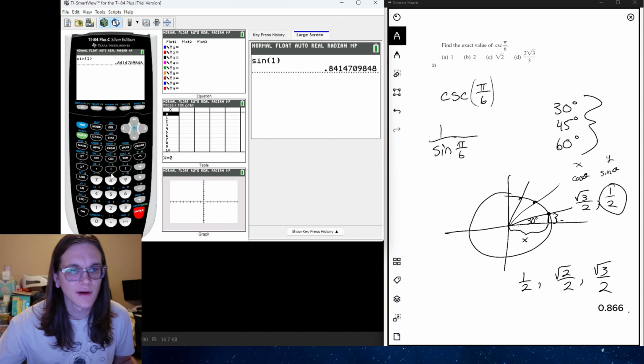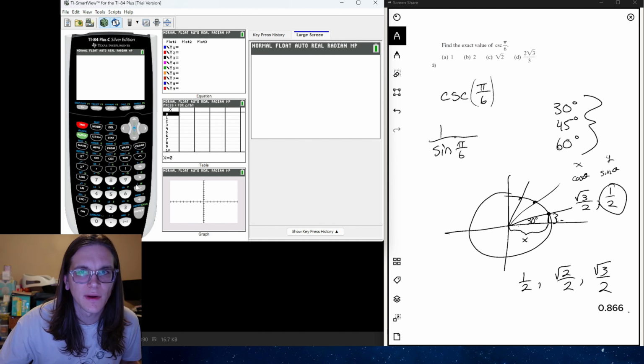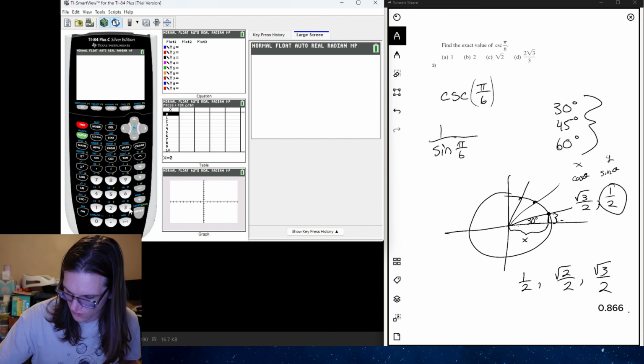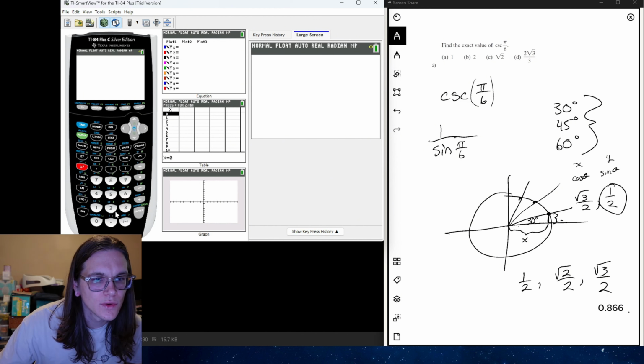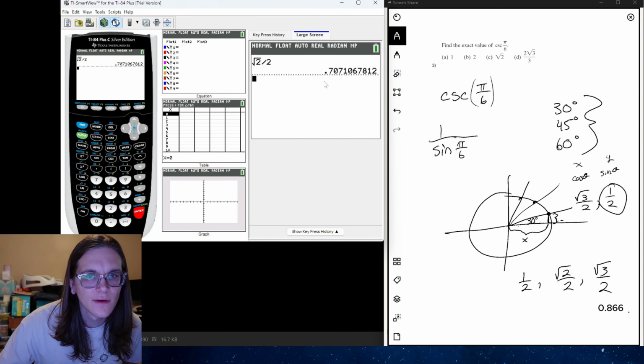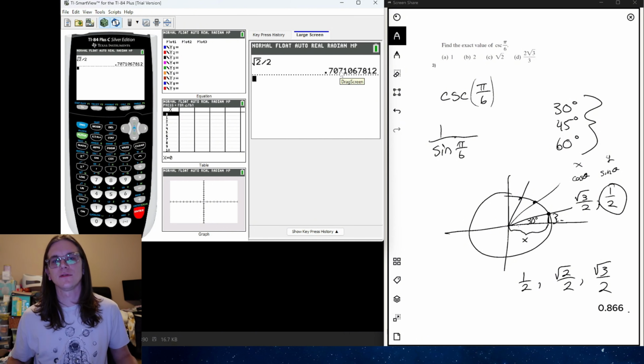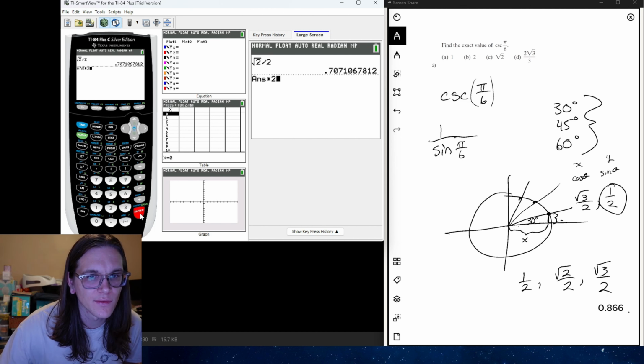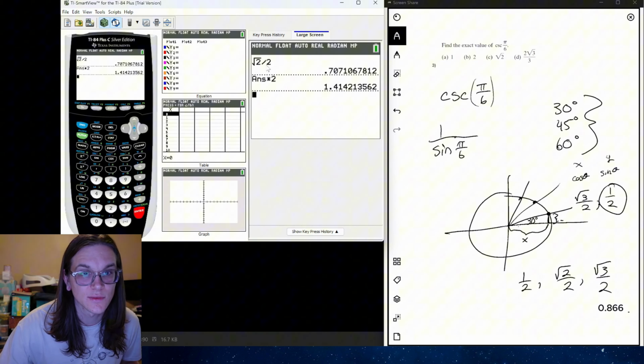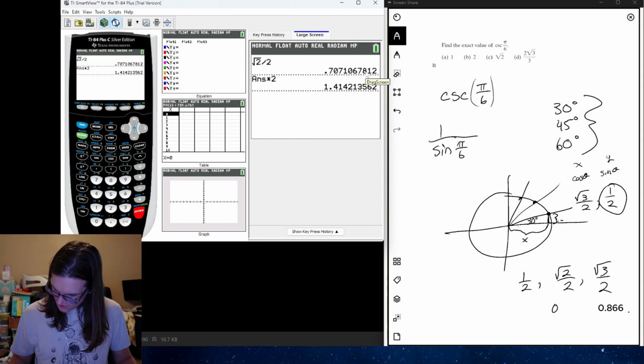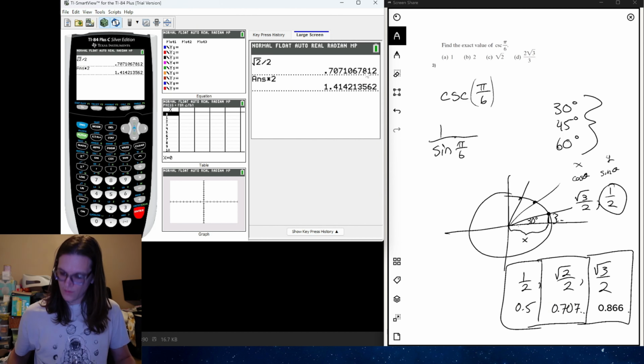I have a calculator right here. You should have root 2 over 2 down by now. I think root 2 is 1.414, right? Root 2 divided by 2, it's half of that, if you double that then you have 1.414, which is the square root of 2. So 0.707, and then 0.5.